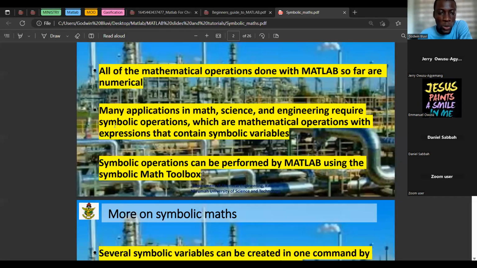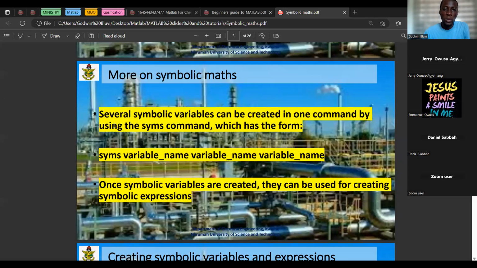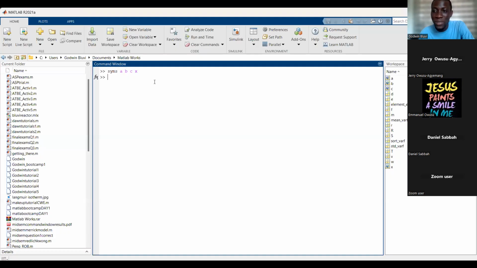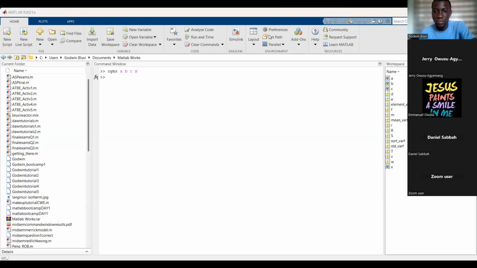All right. So symbolic math. Several symbolic variables can be created in one command by the syms command, as I said. So you can just create, as I just did earlier, syms, whatever thing you want to create: syms A, B, C, D, X, syms K, syms E, syms F, syms whatever you want to work with. Then you move on.